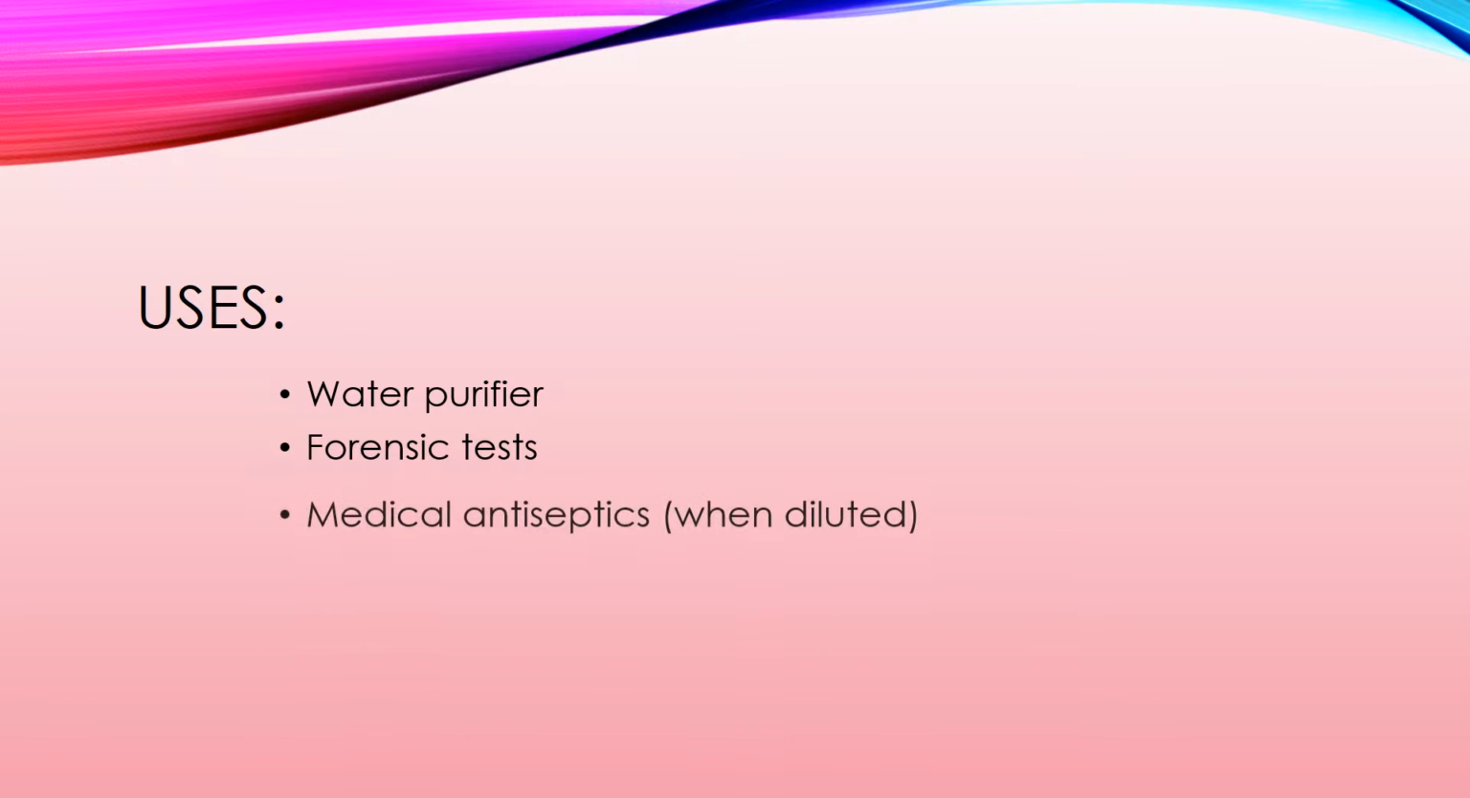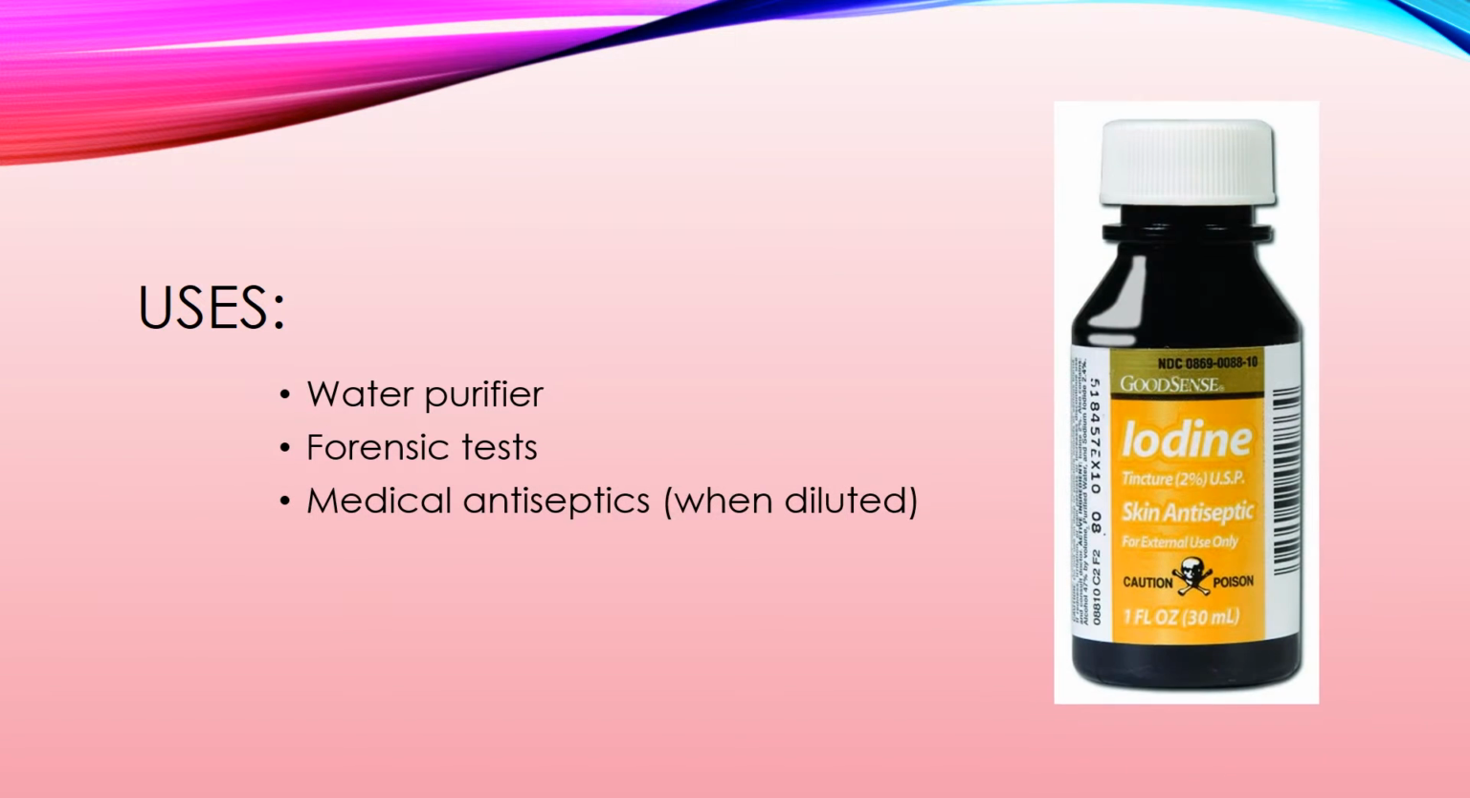Some of the uses humans have found for me and other particles of iodine is that we purify water, which also means we are soluble in water. Because of the strong electronegativity, I tend to create polar molecules. I can also be used for forensic tests and used in antiseptics.